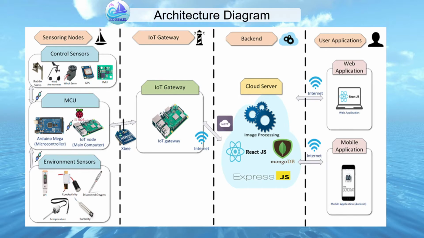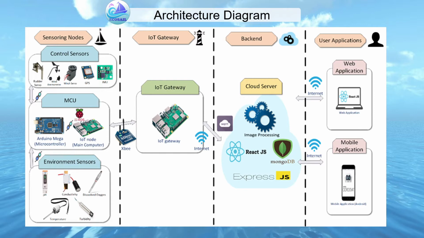Then we will look into the architecture diagram, where the sensing node, which is the sailboat itself, will have these components, which are the control sensors. Inside there we have the rudder, wind servos, wind sensor, GPS, and IMU. The other sensors that play a role in collecting the water quality data are the water sensors, which are the pH meter, electrical conductivity, dissolved oxygen, temperature, and turbidity sensors.